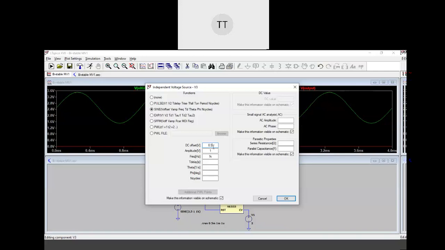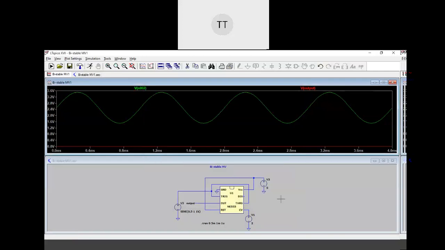1.5 is not VTH. VTH is 2 only. In the peak, it will go up to 1.5, and it will go down till minus 0.5, correct? Then the input is not going above 2 volt, so the output is always at VCC. Since the input is not going above VTH, the output cannot change to 0 volt. It will always be at VCC.